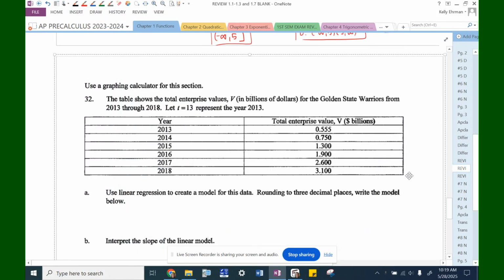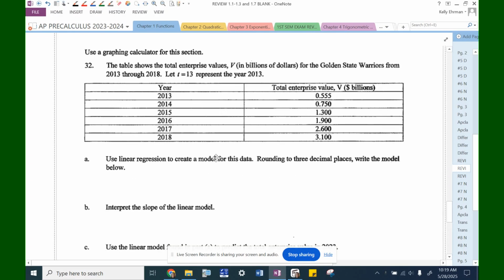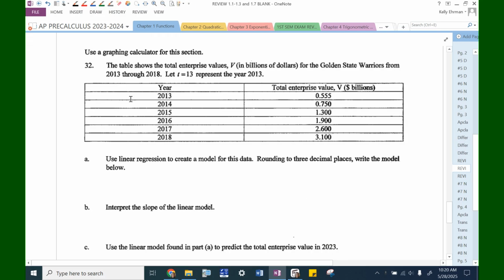All right, this is the chapter 1.1 to 1.3 and 1.7 review, and now we're doing the calculator portion. When we do quizzes and tests, by the way, I do give you the calculator portion first, and then we turn that in and do the non-calc part. So use a graphing calculator or Desmos for this section.